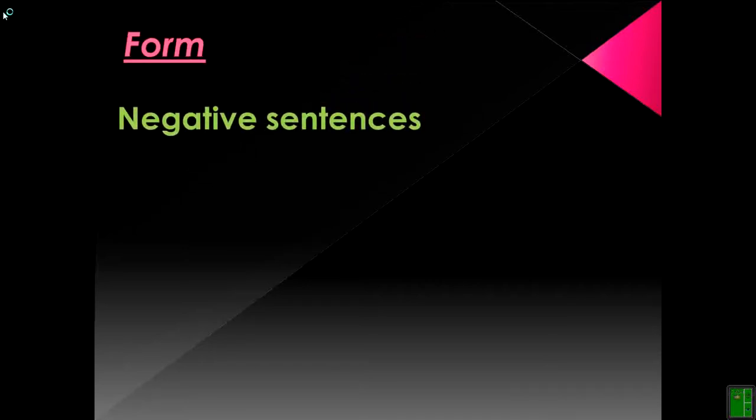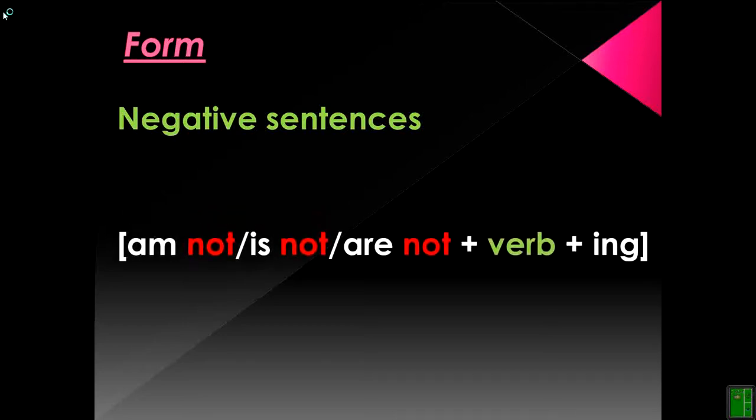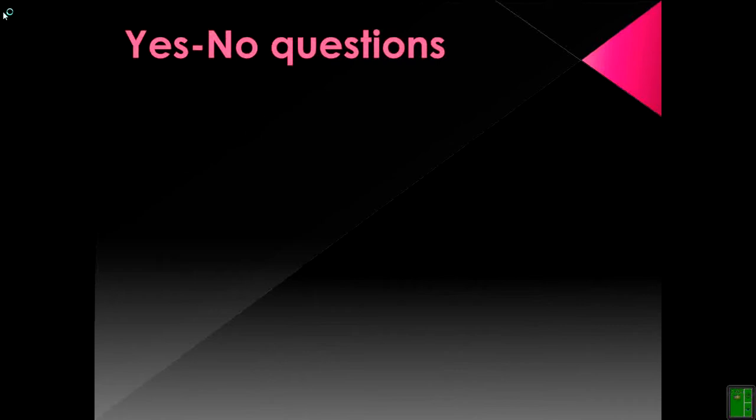To revise the negative sentences form, here we use am not with I, is not with he or she or it, are not with they or you or we. This is plus verb plus ing. The most important part here is how to use the yes/no question or WH question, and this is new somehow for some of you, so let's see the examples.